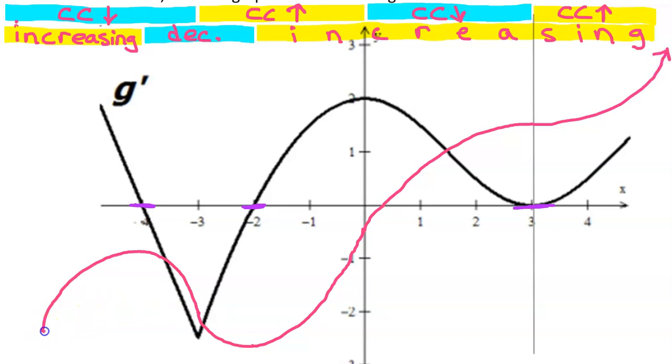So there you have it. This is a reasonable sketch of the original function g.